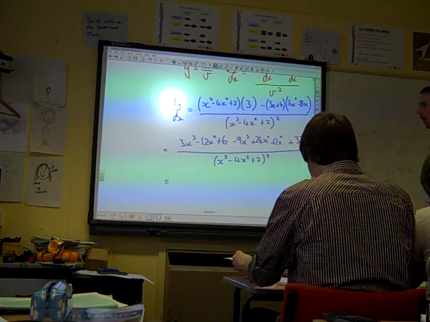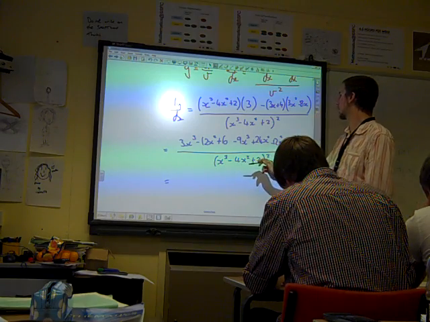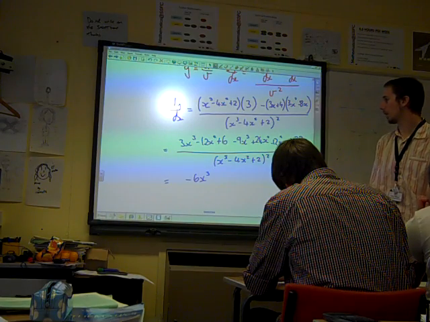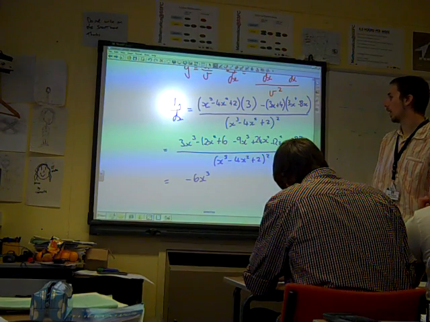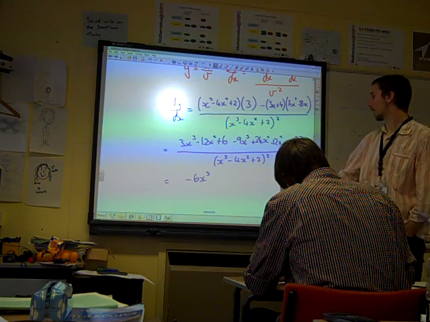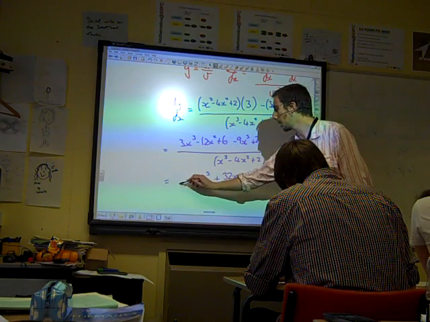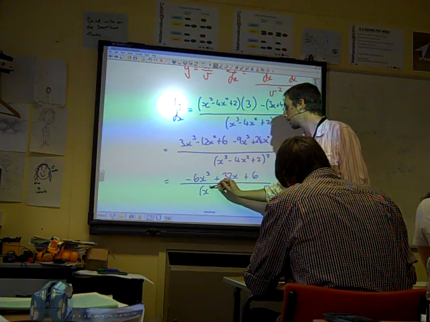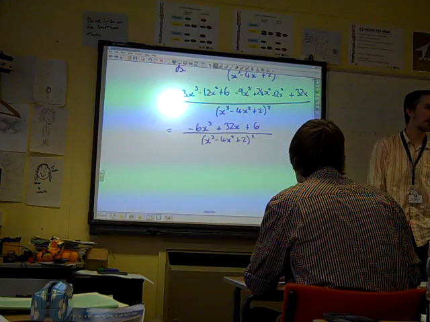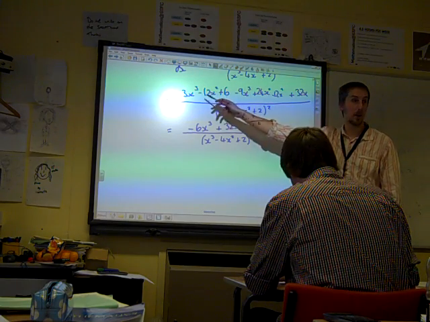So what have we got? We've got 3 times 8 to be 24, minus 6x cubed. Minus 12 plus 24. You can't cancel it. There are no x squares. We agree with that? Plus 32x. There's 2 minus 12s. Where's the 24x squared? The x squared, we've got plus 24 minus 12 minus 12.